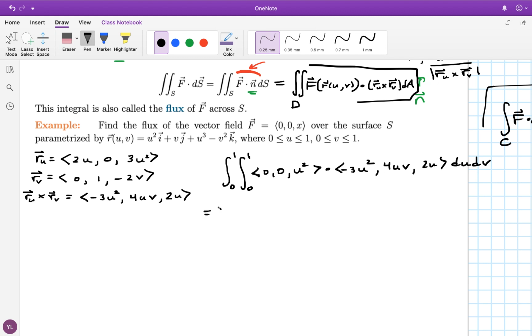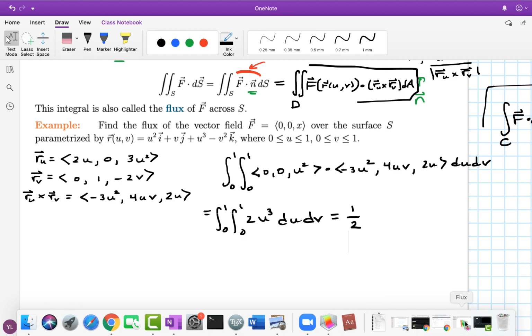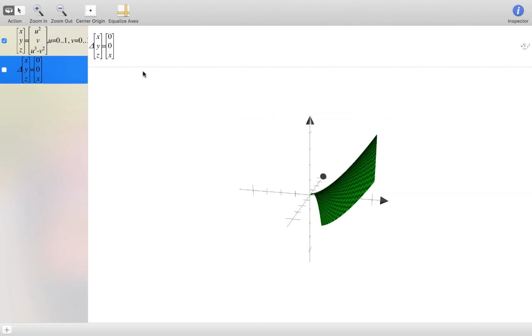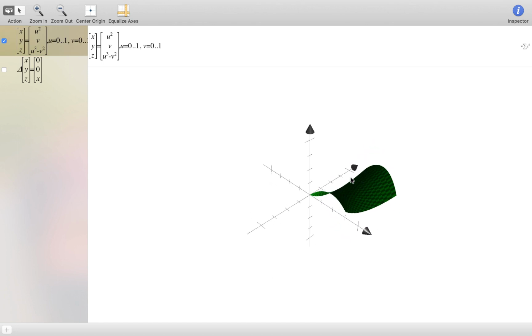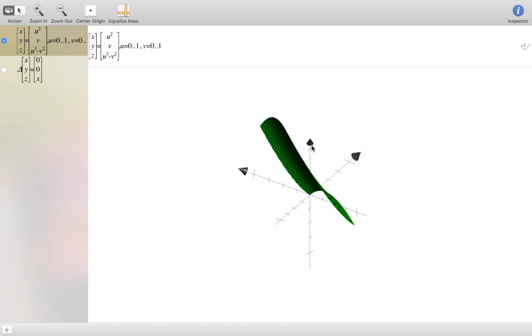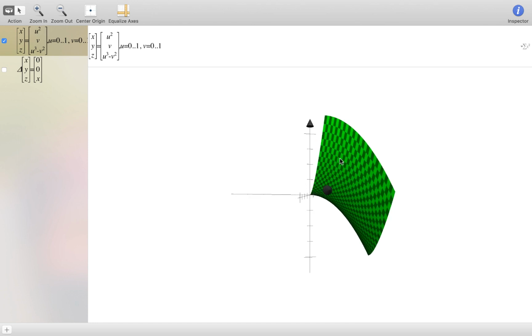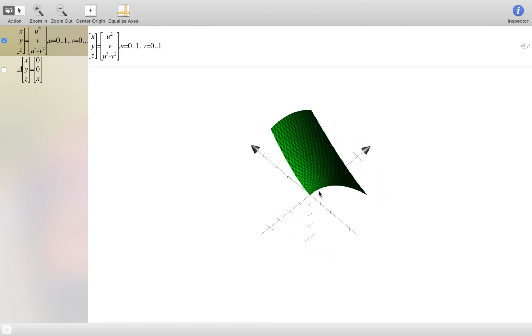Okay, and at this point I'll have a double integral to compute. Okay, nothing difficult about this. This ends up being a half in the end. Let's go ahead and get a visual of what we just computed. Okay, so I plugged in the parameterization that I was given, and I get a surface that looks like this, right? So it's kind of got a top side and a bottom side, if you will.